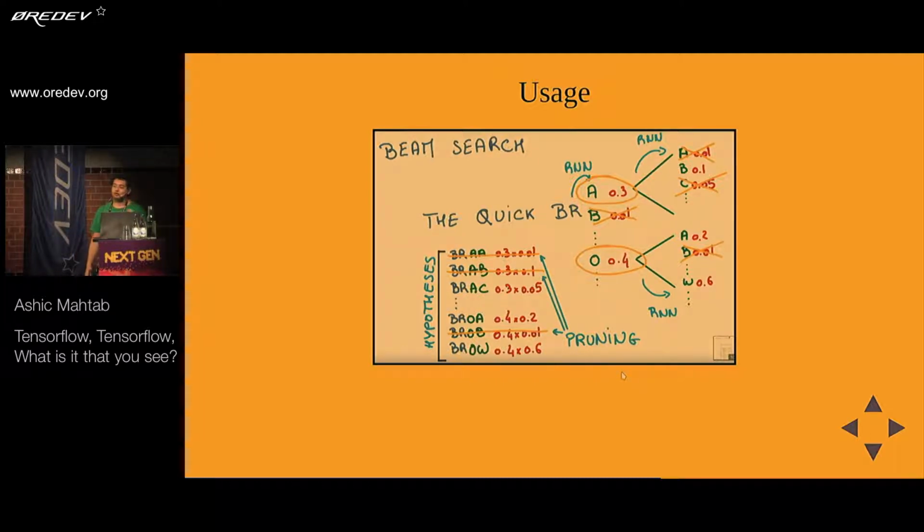But one very common thing to use in your models is this concept called beam search. For example, if we're trying to predict the next letter in "the quick brown fox jumps over the lazy dog" or something, as each character is being typed, we track the probability of what the next character is going to be. And what beam search does is it doesn't keep all of those predictions.